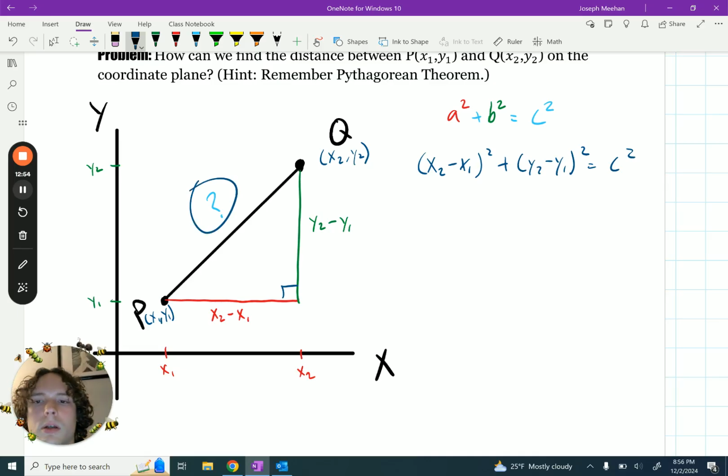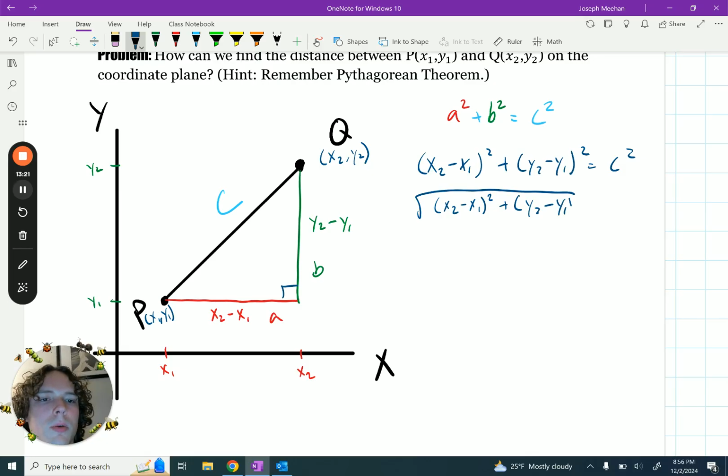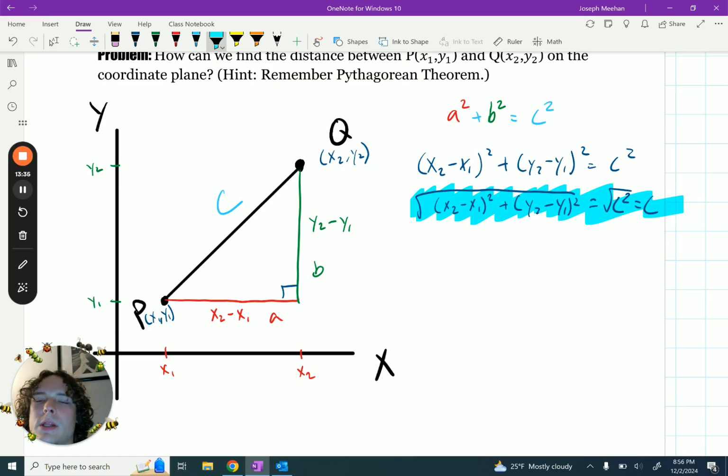We're trying to figure out the length of Mr. Light Blue there, all right? In the Pythagorean theorem, red is a, green is b, and light blue is c. If we're trying to figure out what c is, we take the square root of both sides. So we can say the square root of (x2 minus x1) squared plus (y2 minus y1) squared equals c. The square root of c squared equals c, right? So the length of c is that funky formula right there.